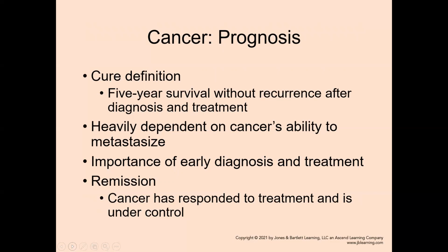So the overall prognosis of cancer, again, depends on the kind that it is, but we define cure as a 5-year survival without the recurrence of any other kind of cancer. It's heavily dependent on, again, the primary site and the cancer's ability to metastasize. We, again, focus on early treatment and early diagnosis. And remission is when cancer has responded to the treatment and is under control.